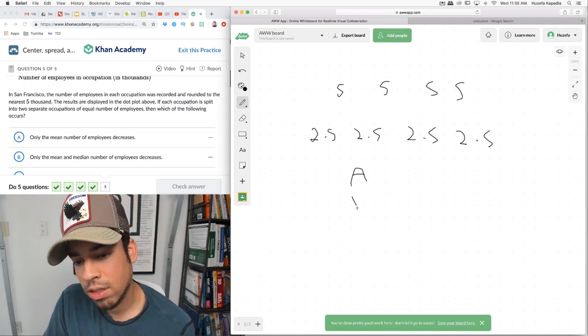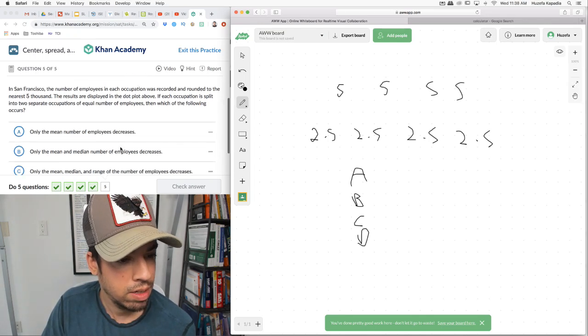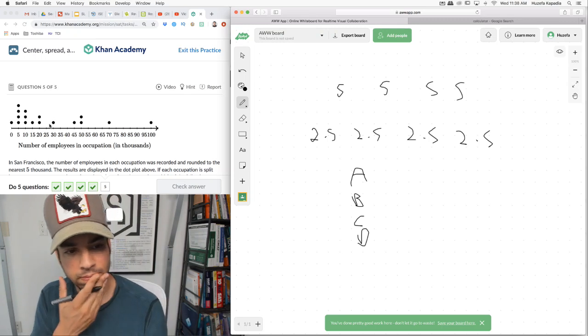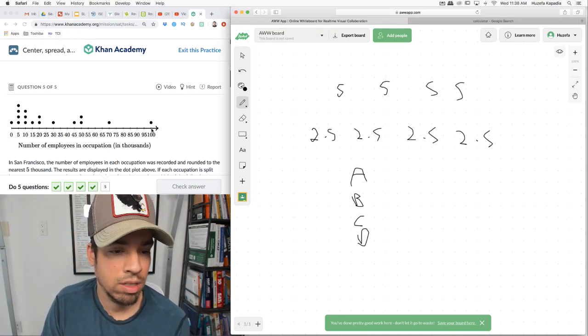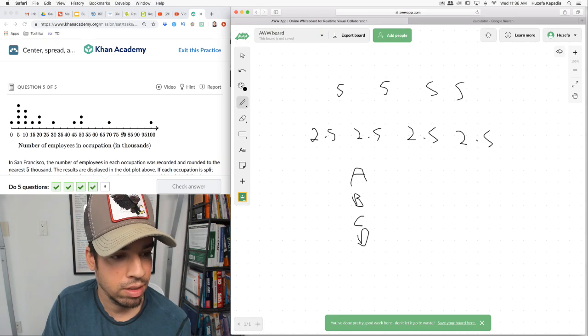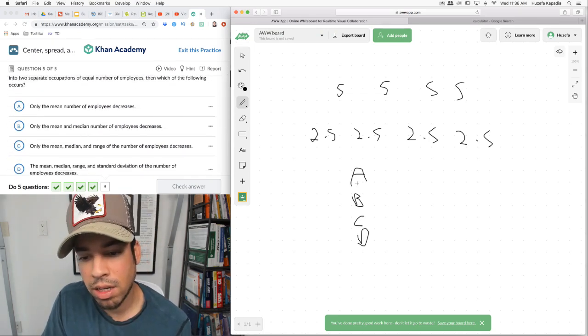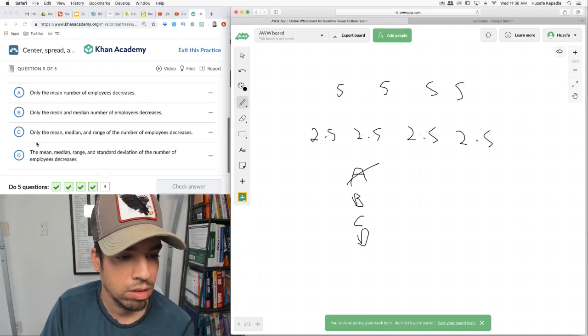Hold on. The mean and median would decrease. The range would also decrease, because now this is no longer 100, this is 50. Everything would decrease. So the mean and median would decrease. So I'm saying A is out. The range would definitely decrease.